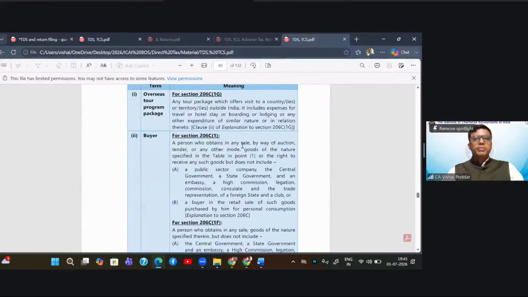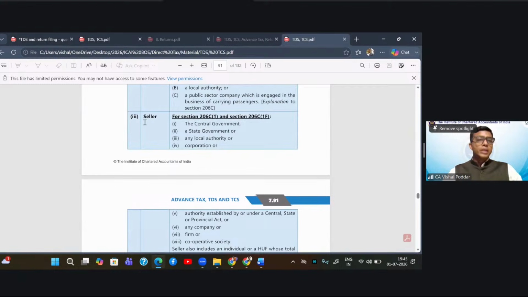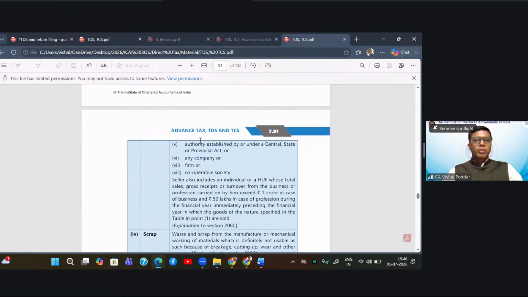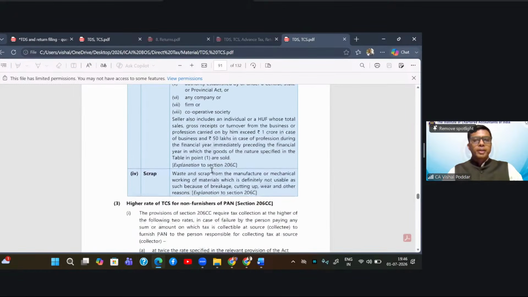However, as we know, there are exceptions. Now for 206C(1F), what is the exception? A person who obtains in any sale goods of the nature specified therein, but does not include... So firstly, who is excluded? Excluded person is government, local authority, public sector company. In our case, none of them is there. But again, from seller, who is excluded? Now again, this covers 206C(1) and 1F, central government, state government, local authority, corporation, company, firm, etc. Seller includes an individual or HUF whose turnover, gross receipts from business, etc. exceeds 1 crore. This is also the case that we are satisfying.